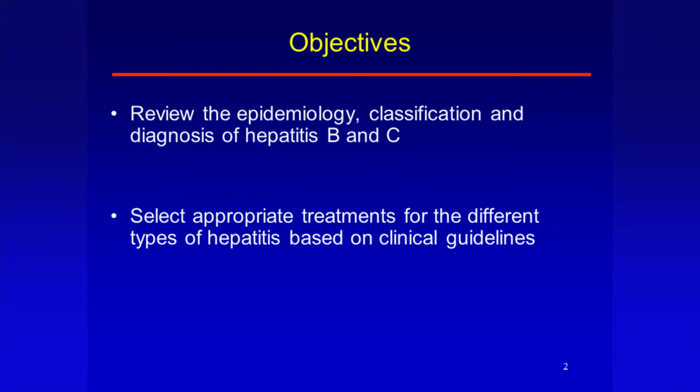So in the next 25 minutes, we're going to cover two objectives. We're going to review the epidemiology and classification diagnosis of hepatitis B and C, two hepatotropic viruses. And then we're going to talk about selecting appropriate therapy based on clinical guidelines.